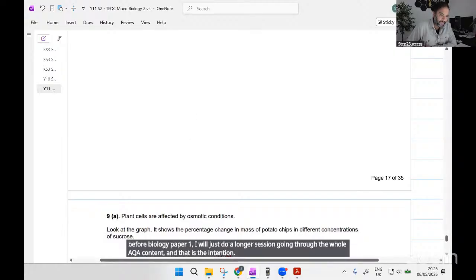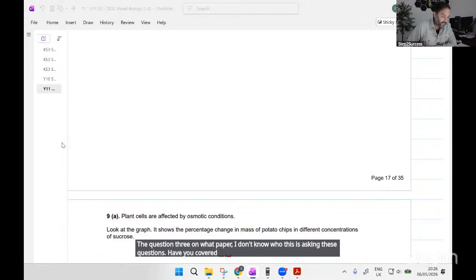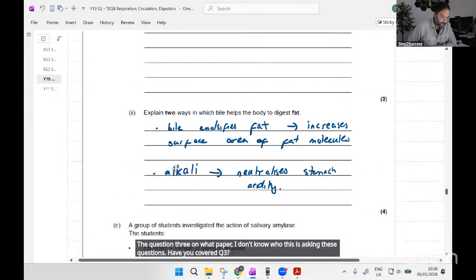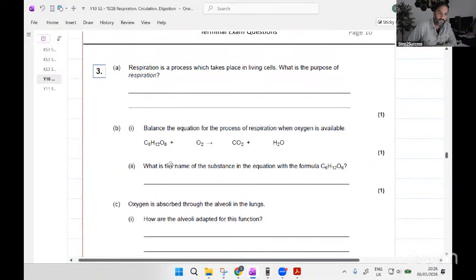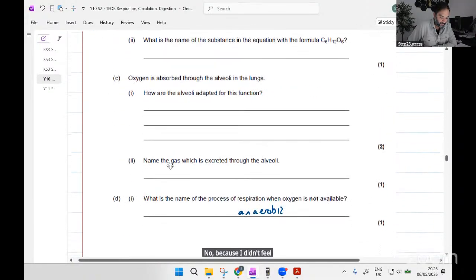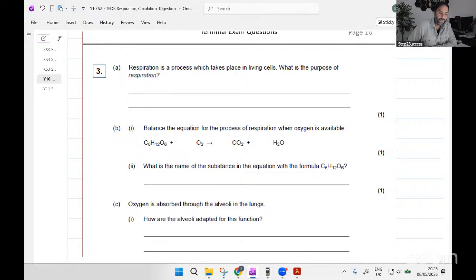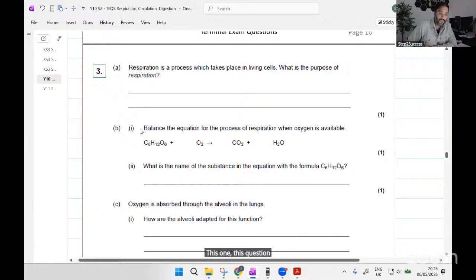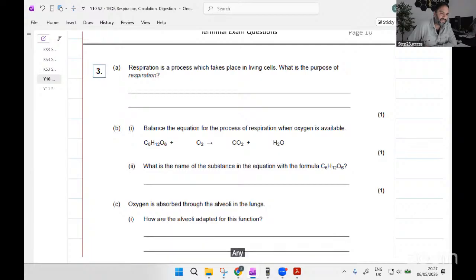Question three on what paper? I don't know who this is asking these questions. Have you covered Q3? No, because I didn't feel like I needed to. This one, this question. Again, I still don't know who this is, so if you could just let me know who you are asking these questions.